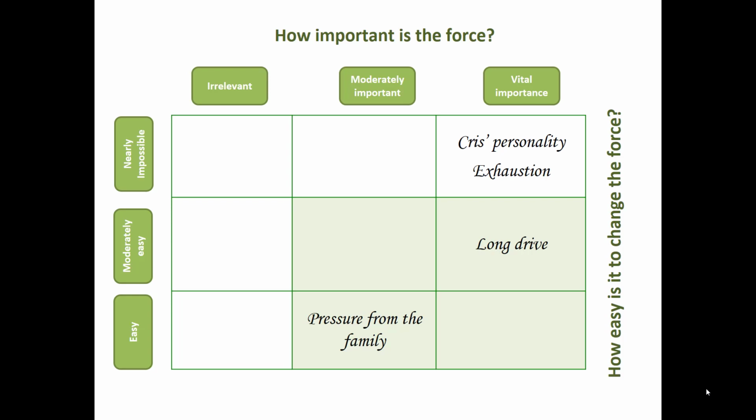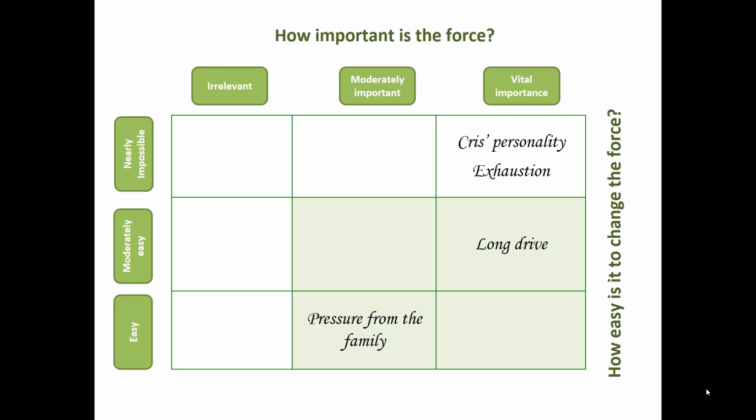So in my case, I classified my personality and a personality that leads to exhaustion as vitally important, but nearly impossible to change. In fact, I focused on two forces that I felt were either moderately easy or easy to change, respectively: the long drive, which was moderately easy. Of course, it required either moving to a new location or taking on a new job, but at least it was something possible to do. And pressure from the family was pretty easy because I could ask my family to ramp up the pressure.